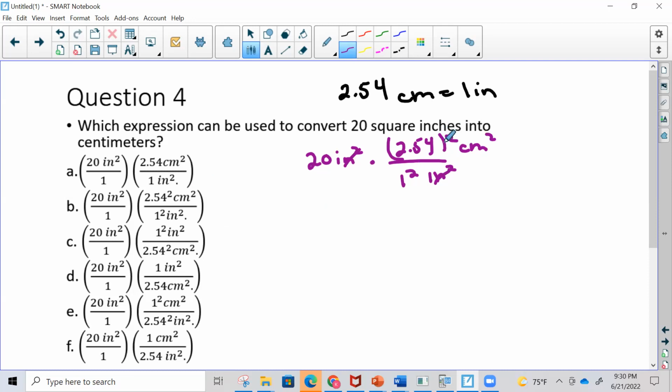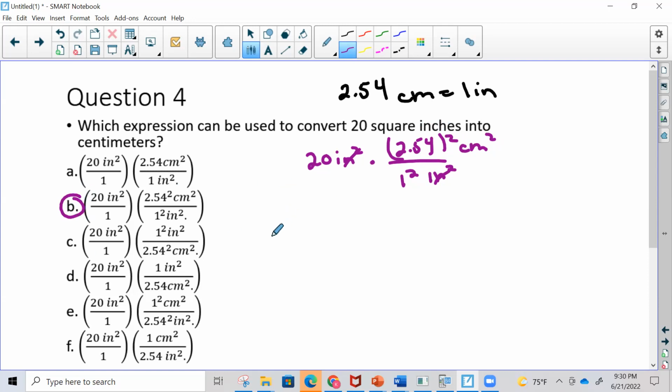Be careful, because you need the squares on the numbers and the units, and it's really easy to miss something. This first one doesn't work because the numbers are not squared. Even though the units are squared, the numbers are not. This second one, everything is squared, but the conversion factor is not right. Or sorry, this one is good because it's 2.54 squared, centimeters squared. So this should be our answer.